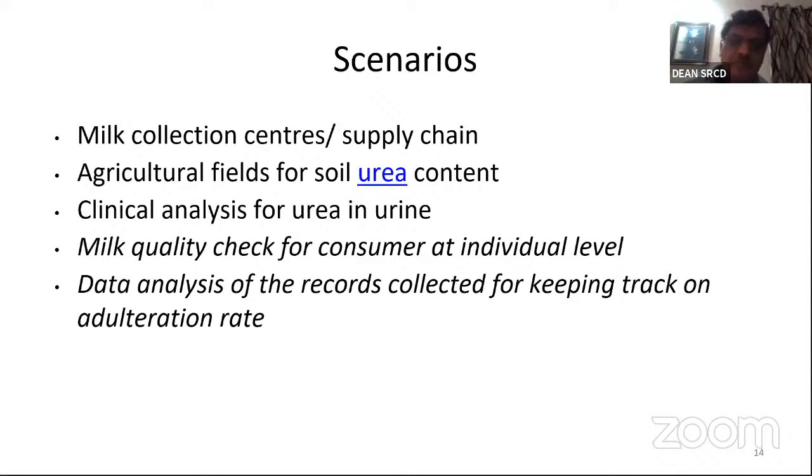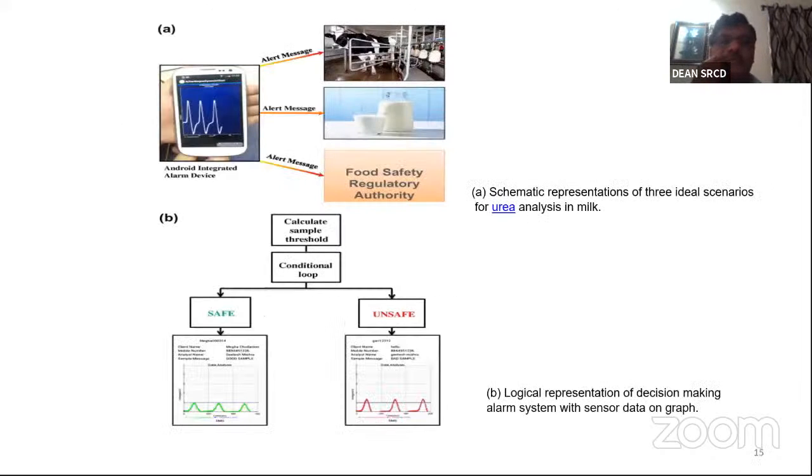I think that's very important today in Europe and also in India. And that's where we are currently working on those models. So this is one such example wherein we also made a decision support system. This was done by a computer science student in my lab, and tried to show that if there are safe levels, you have the green signal on your mobile, and if it is unsafe and crossing the limits, you immediately have an alarm.